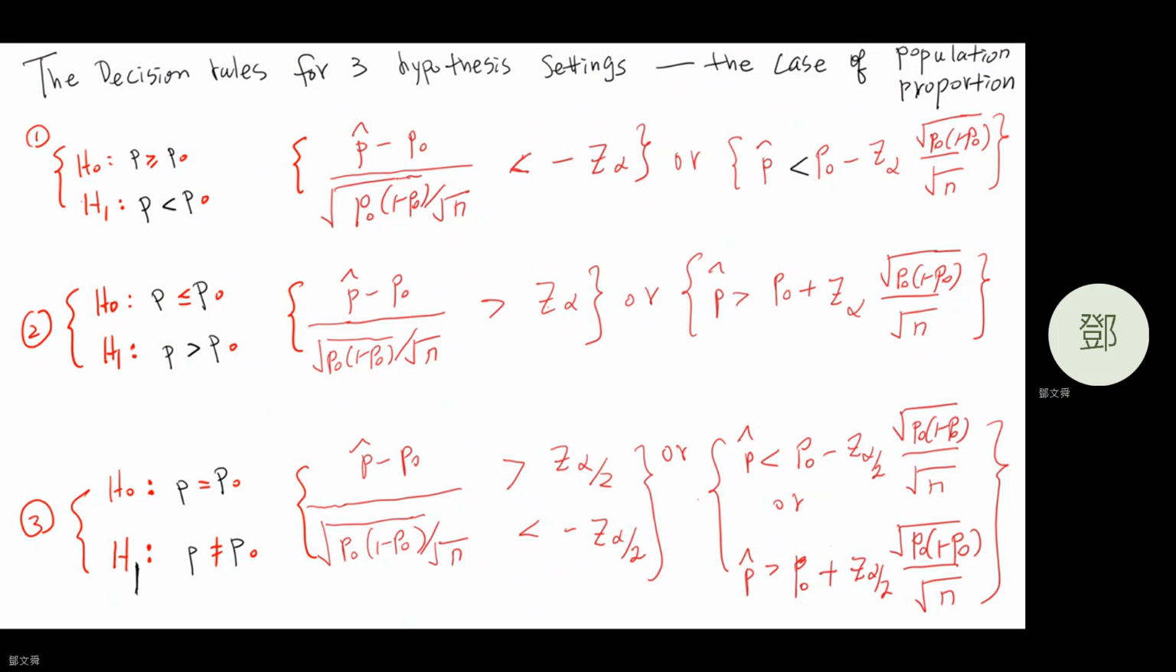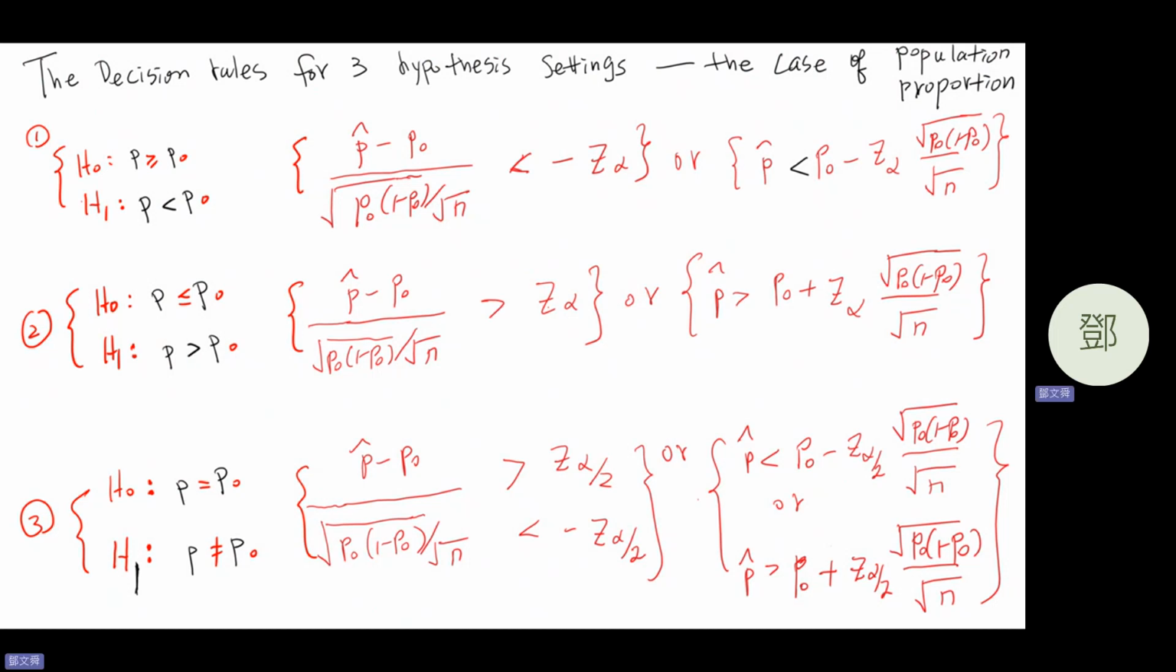And the square root of n remains the same. But now sigma is replaced by the square root of P0 times Q0, where Q0 is 1 minus P0. Are they very similar? The 9 formulas are very similar. They can be summarized into 1 formula. All you need to do is to replace the thing here, and also the thing here. You got it?